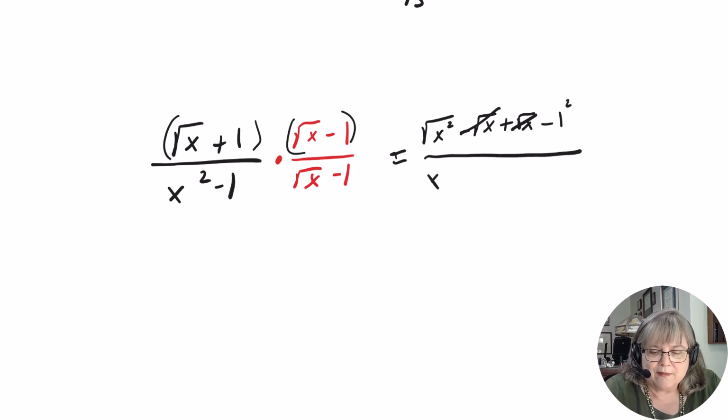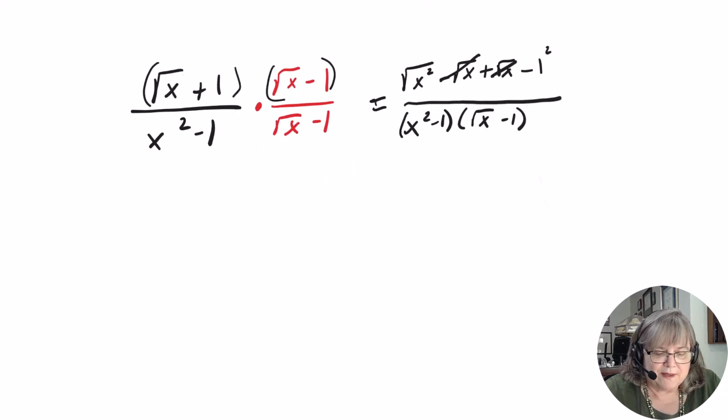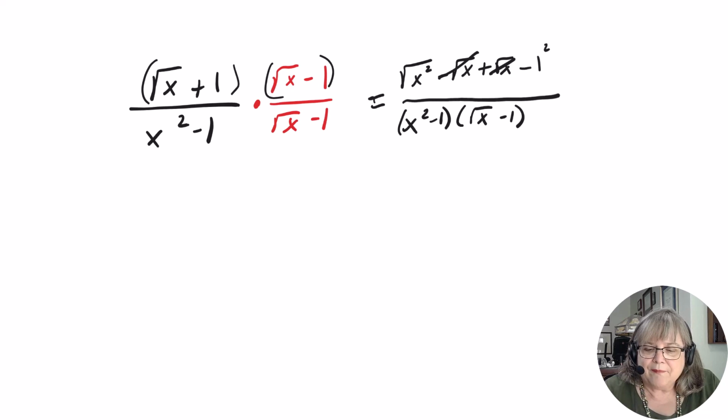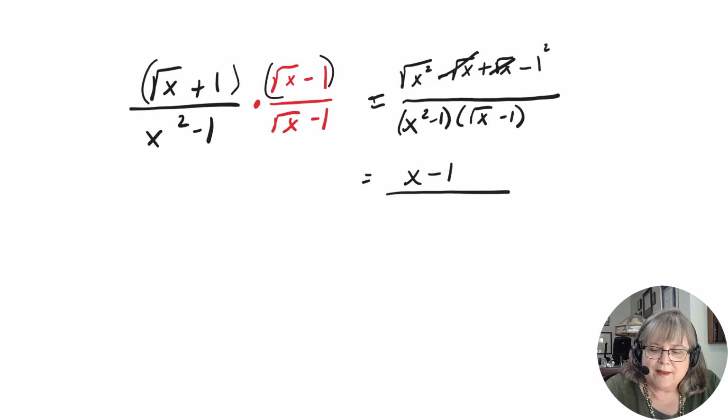And on the bottom, I'm not really wanting to multiply this out in the first place, but let's see what happens here. Okay, so what I have on the top is the square root of x squared is x, and 1 squared is 1. And this right here looks a little suspicious. It's the difference of 2 squares. So let's factor it.